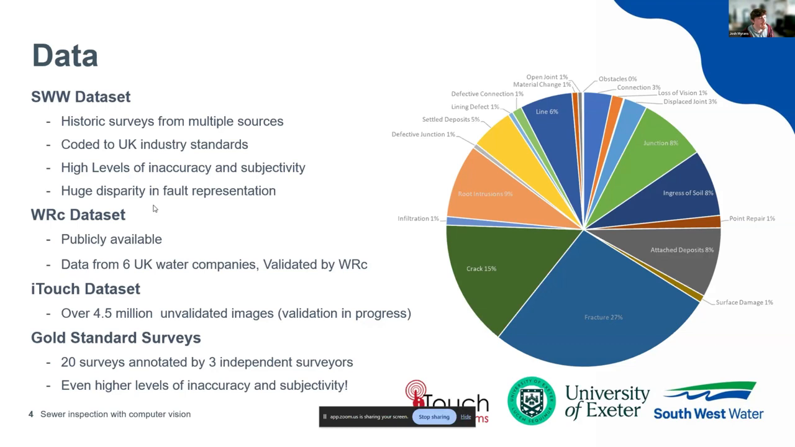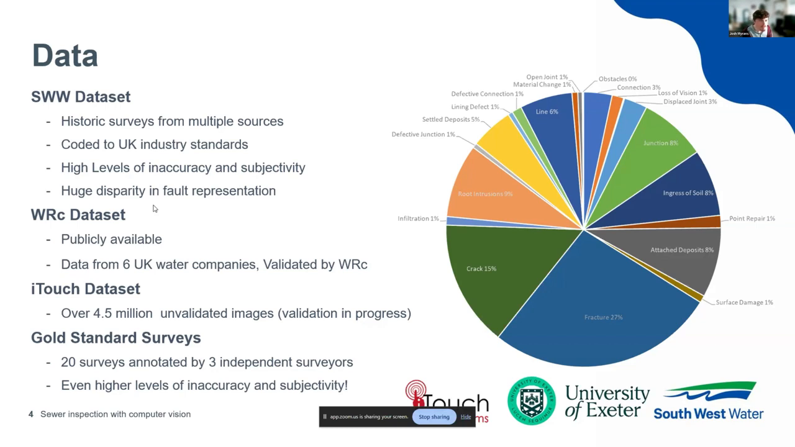And yes, the WRC went away and validated all of this data for us. So we knew that we were getting good examples of everything. And I think their aim was to get about 1,000 examples of each fault. We fell a little bit short of that, especially in some of those more obscure faults.